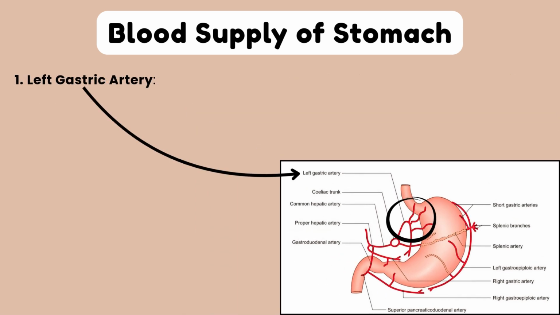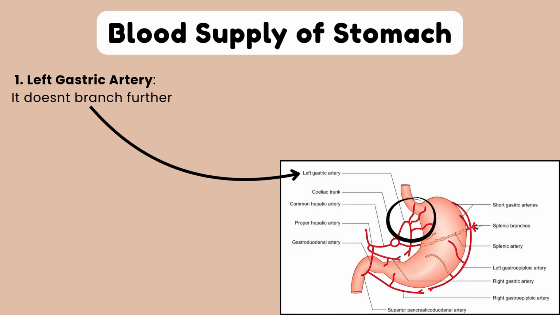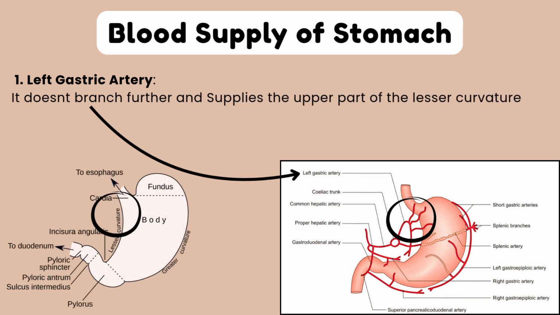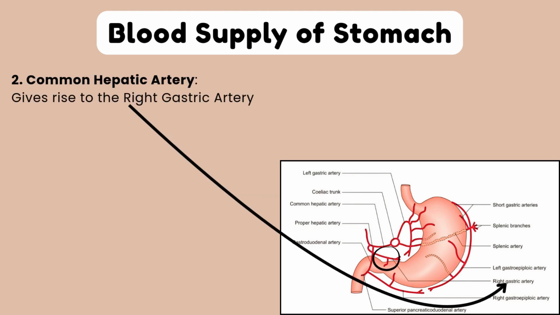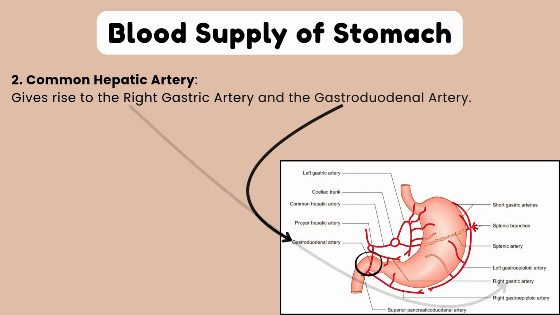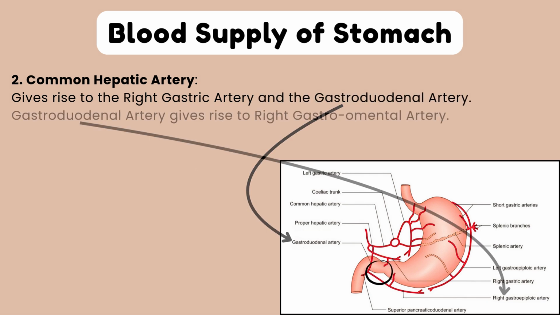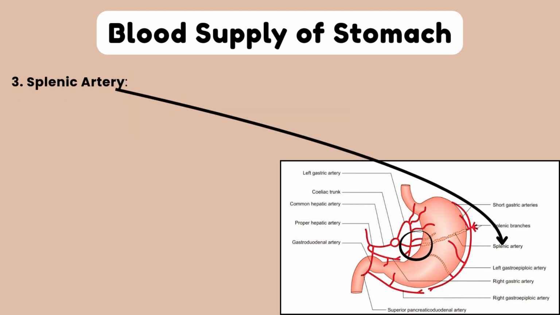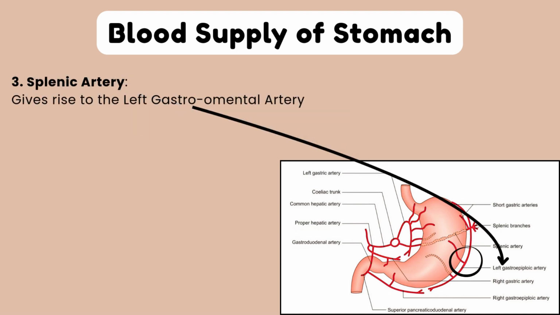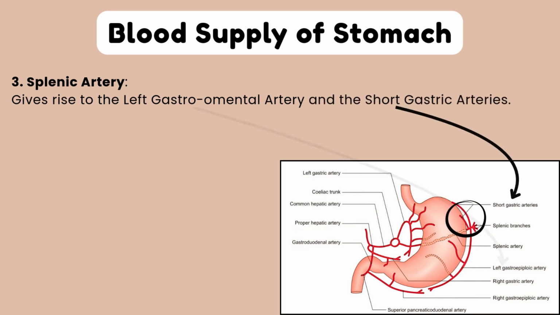Left gastric artery. It doesn't branch further and supplies the upper part of the lesser curvature and cardia. Common hepatic artery. It gives rise to the right gastric artery and the gastroduodenal artery. Gastroduodenal artery gives rise to right gastroomental artery. Splenic artery. It gives rise to the left gastroomental artery and the short gastric arteries.